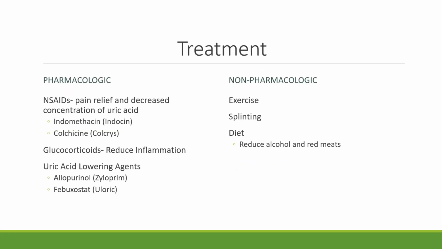From a treatment standpoint, we can provide them with NSAIDs, which are used both for pain relief, but can also decrease the concentration of uric acid in the blood. We can also use glucocorticoids, which are aimed to reduce the inflammation, or we can use uric acid lowering agents such as allopurinol and Uloric.